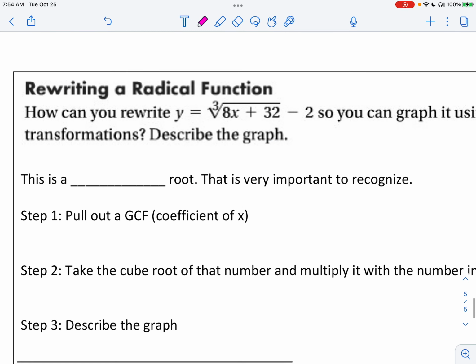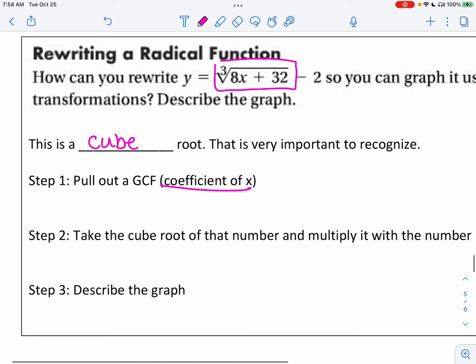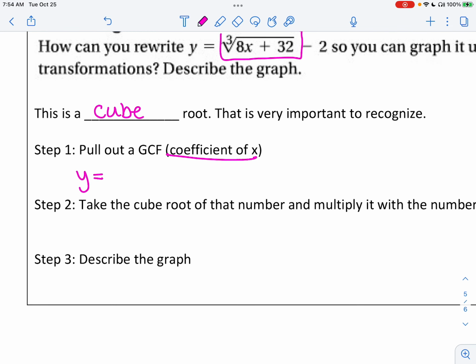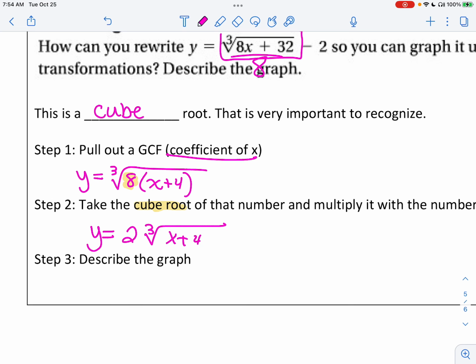Okay, so now we have y equals the cube root of 8x plus 32. This is a cube root. It's very important to recognize that. Pull out the coefficient of x. So we have y equals the cube root of 8. When we divide everything by 8, we get x plus 4. Now what we need to do is take the cube root of that particular number. So the cube root of 8 is a 2. That leaves us with the cube root of x plus 4.